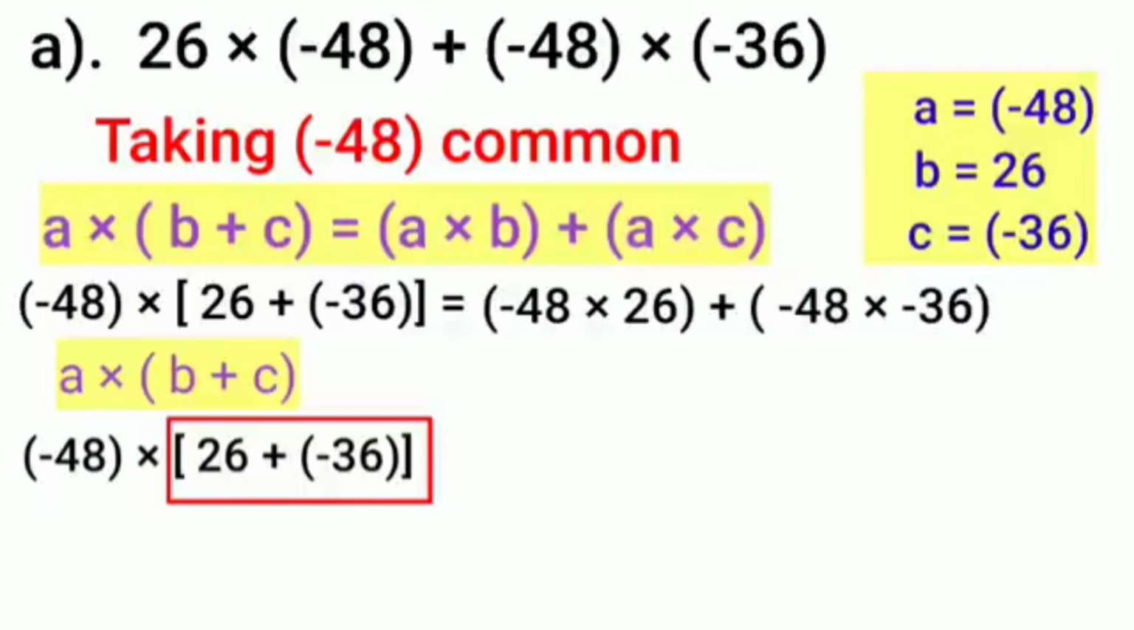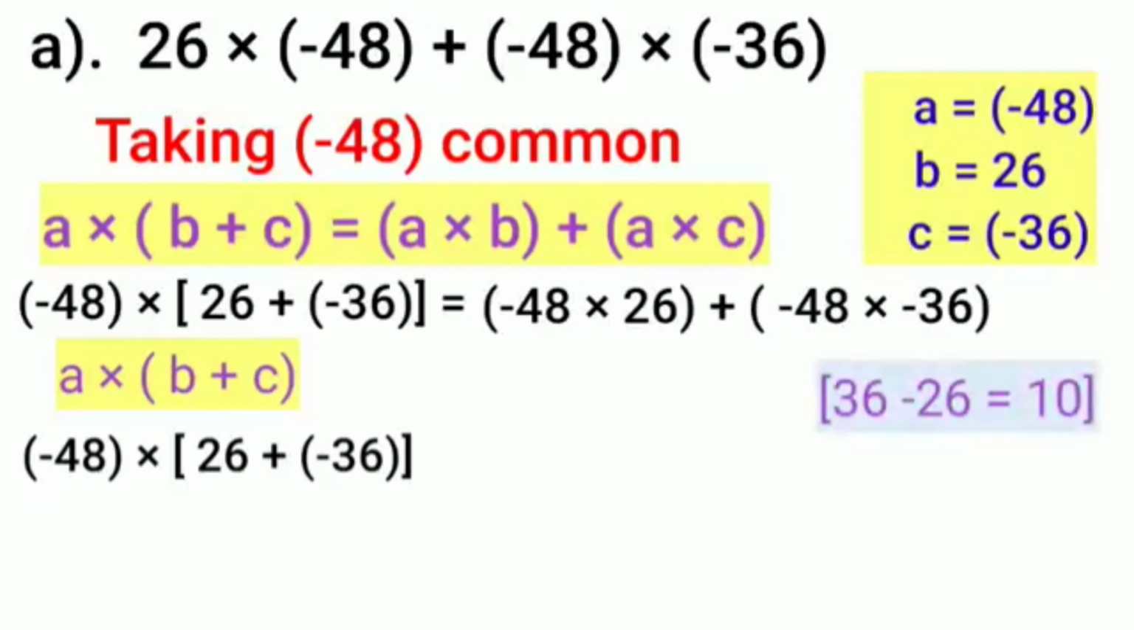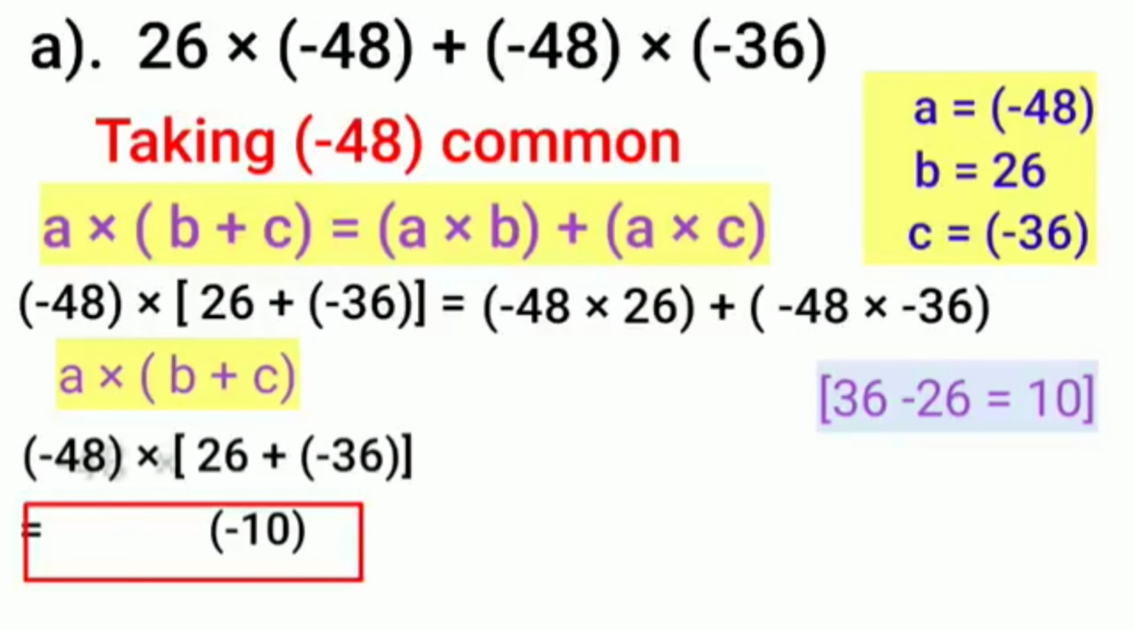Subtract the smaller absolute value from the greater absolute value. 36 minus 26 is 10. Write the sign of the number with the greater absolute value. It is minus 36. So its answer is minus 10. Now multiply minus 10 by minus 48.